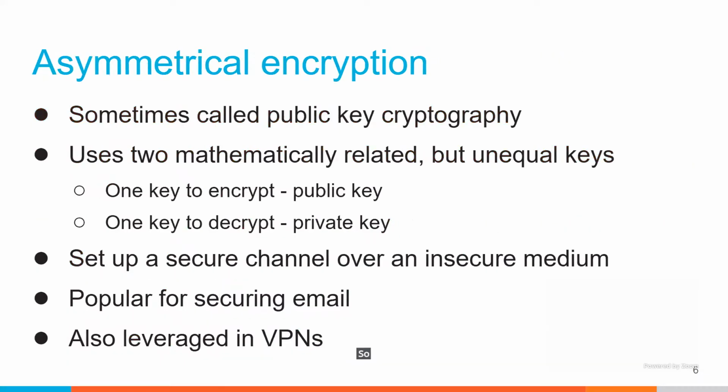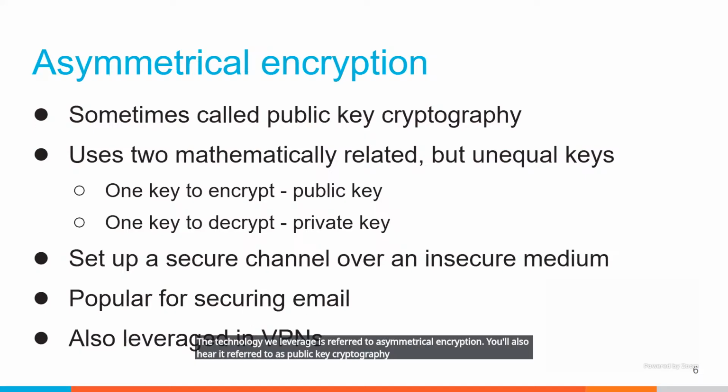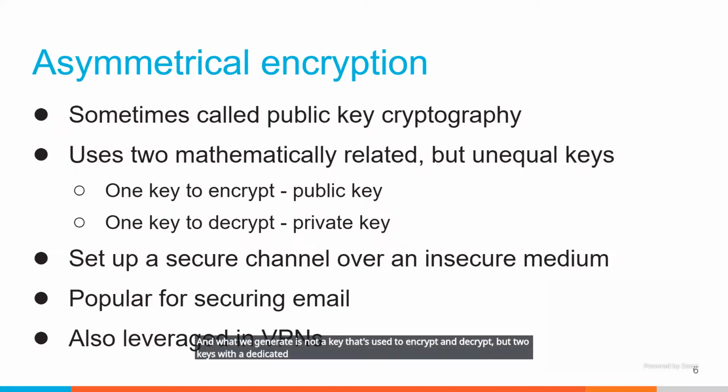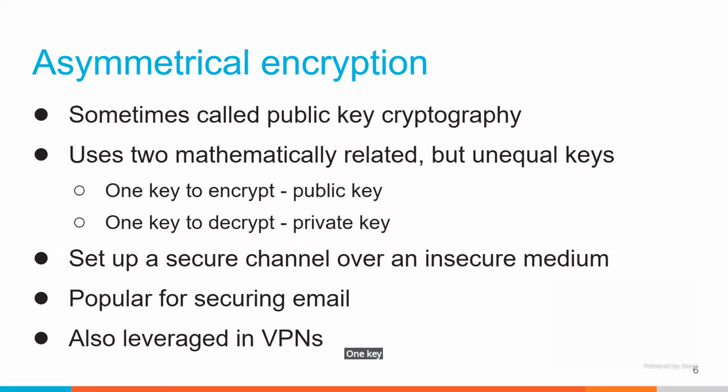When it comes to setting up a secure channel over an insecure medium, the technology we leverage is referred to as asymmetrical encryption. You'll also hear it referred to as public key cryptography. They're the same thing, just two different names. With symmetric key, we said there's one key that encrypts and decrypts. Asymmetrical is much harder math. Let me just describe it that way for now. What we generate is not a key that's used to encrypt and decrypt, but two keys with a dedicated task. One key is designed to encrypt the data only. The other key is designed to do decryption only.